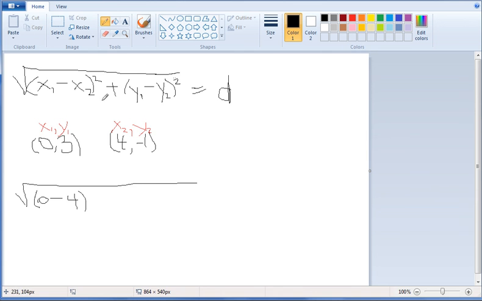Make sure you don't forget the square, so I'm going to put the square out there. Plus, now I'm going to do y. y1 is 3 minus y2. y2 is a negative 1, so I'm going to put in a negative 1. And if you guys remember, equals D, if you guys remember, two negatives always come together to make a positive. So technically, rather than saying 3 minus negative 1, this really means 3 plus 1.